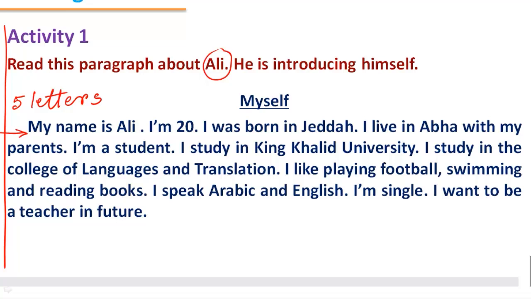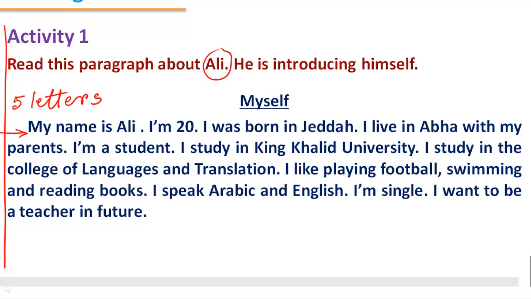So the paragraph is: My name is Ali. I am 20. I was born in Jeddah. I live in Abha with my parents. I am a student. I study in King Khalid University. I study in the College of Languages and Translation. I like playing football, swimming and reading books. I speak Arabic and English. I am single. I want to be a teacher in future.